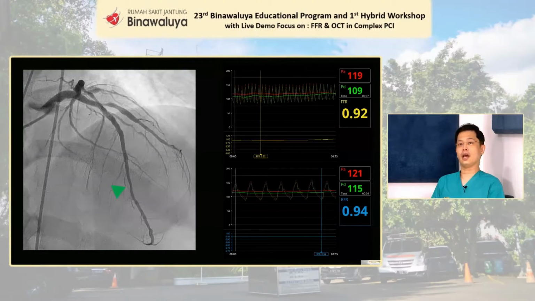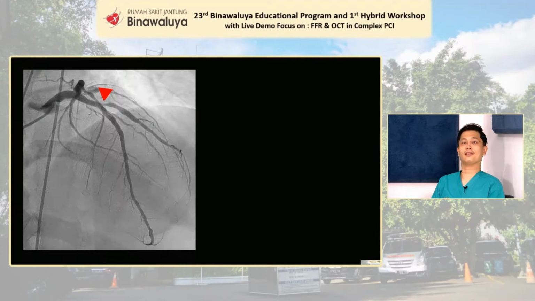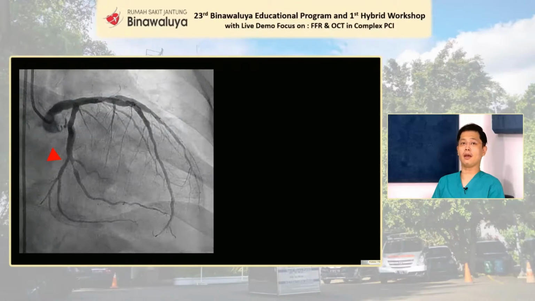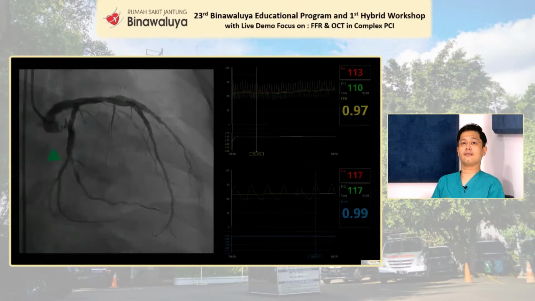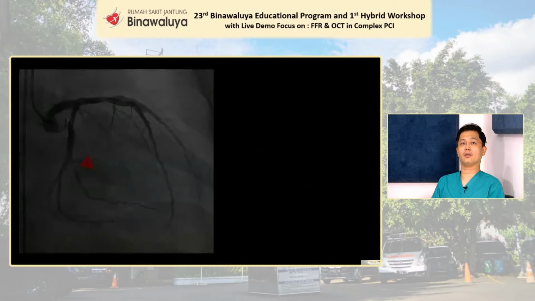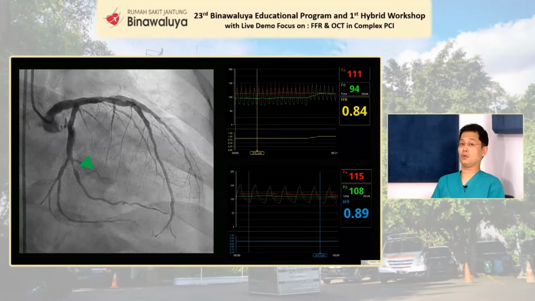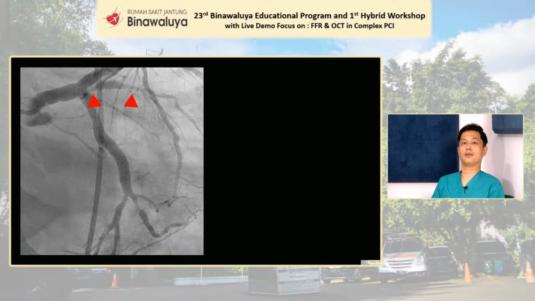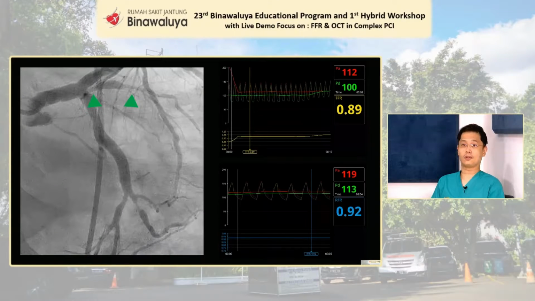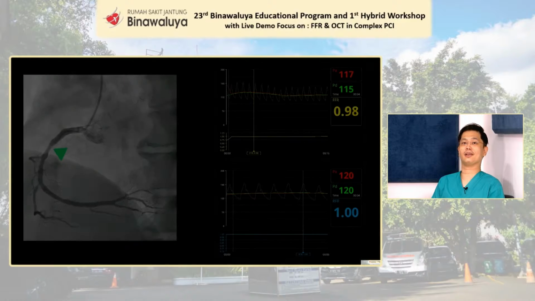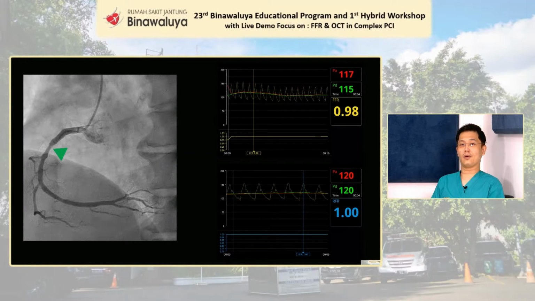So this lesion in the LAD was not functionally significant, despite appearing to be high-grade in nature. This lesion in the diagonal was also not functionally significant. And the lesions in the distal circumflex, as well as the obtuse marginal, despite having a high-grade angiographic stenosis, were also not significant. And of course, the tandem lesions in the ramus intermedius artery were also not significant. And clearly, the lesion in the RCA will not be significant as well. So this patient went home without a stent.